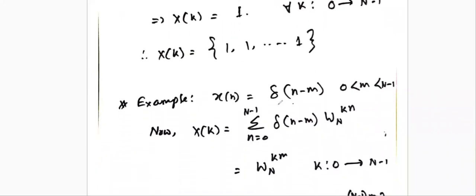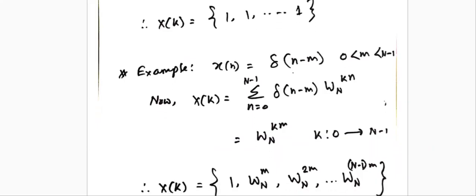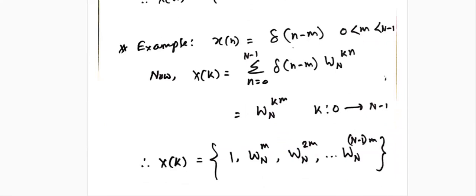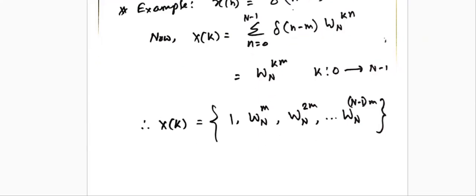Now, if we shift the delta function, what will happen? We already know that whenever you shift your signal, that will not change the frequency. It actually changes the phase. So what we can expect is that the magnitude response should remain the same, but the phase will change. So we can go for the straightforward mathematical expression for the discrete Fourier transform, which is like this. And of course, this only carries the value 1 at the location n equals m. And for that, we got this result.